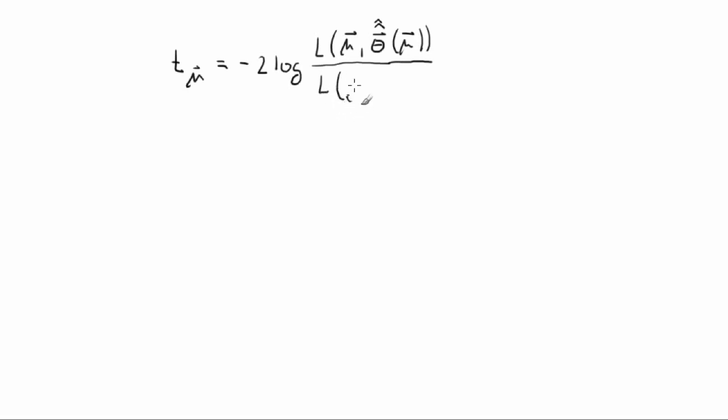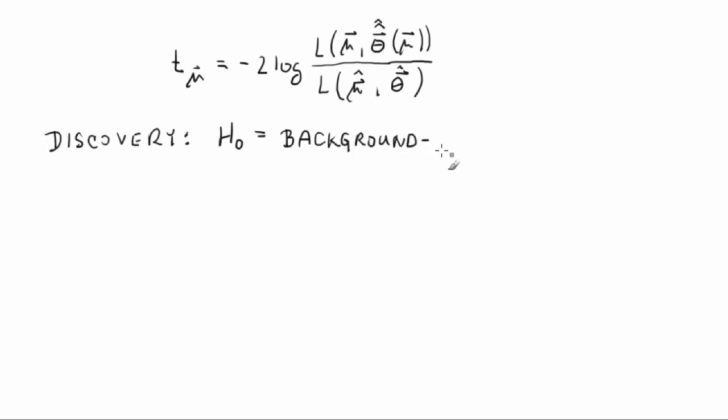T sub mu vector is equal to -2 times the logarithm of L of mu vector, theta vector hat hat of mu vector, over L of mu vector hat, theta vector hat. When aiming at a discovery, we do a test of the background-only hypothesis. In the terminology of the previous video, the background-only hypothesis predicts the signal strength mu to be equal to 0.